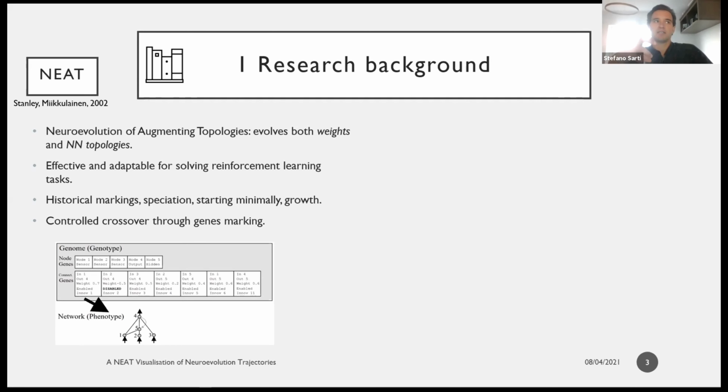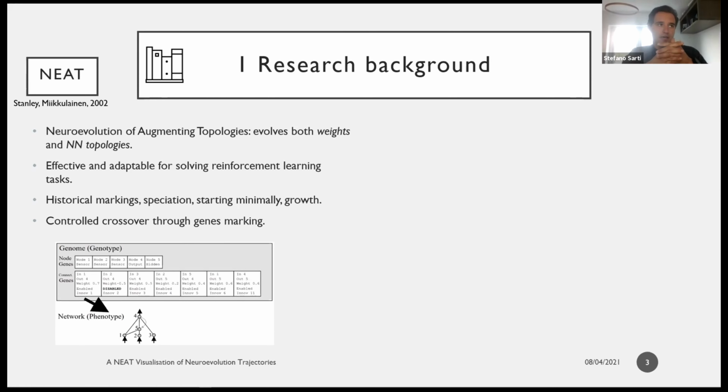So it marks its genes historically. It takes the population and divides it into different species. It begins with minimal configurations, and then it grows to more complex structures. One of the interesting parts is this controlled crossover, which is aided by this historical marking, the innovation numbers.